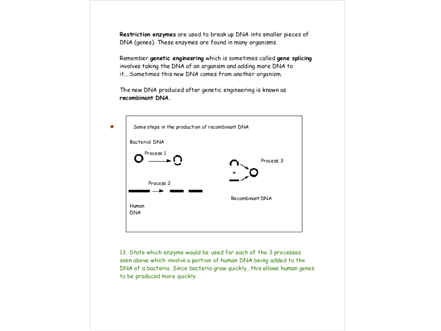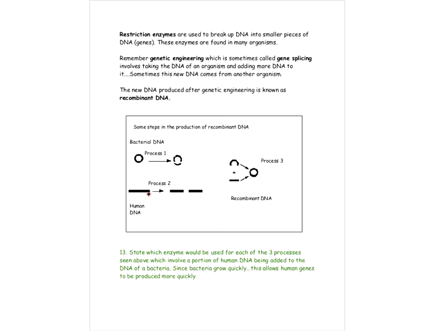Okay, so this is the next question we're looking at, and it says state which enzyme would be used for each of the three processes above, which involve a portion of human DNA being added to the DNA of a bacteria. Now, since bacteria grow quickly, this allows human genes to be produced more quickly.